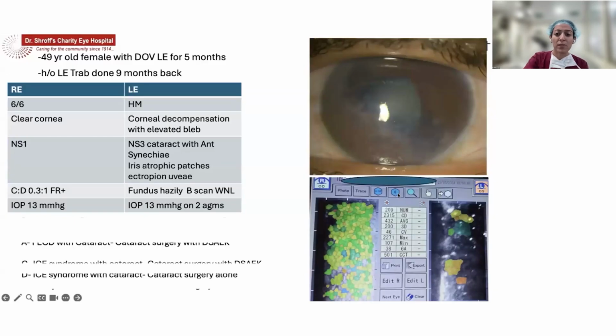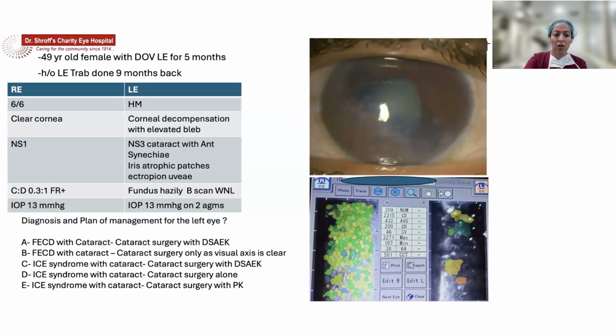If you were to diagnose and plan the management for this patient, what would be your choice of management and what would be the diagnosis in this case? Is it Fuchs or is it an ICE syndrome? If it is Fuchs, would you do a cataract surgery with a DSAEK, or only a cataract surgery because the visual axis is clear? Or if it's an ICE syndrome, would you do a cataract surgery with a DSAEK, a cataract surgery alone, or cataract surgery with a penetrating keratoplasty?